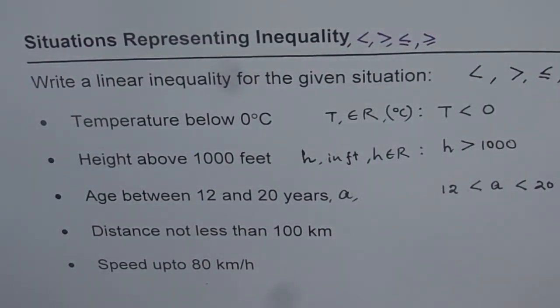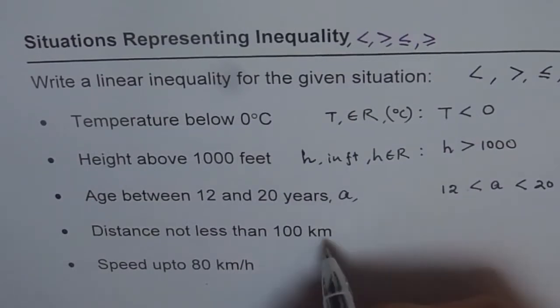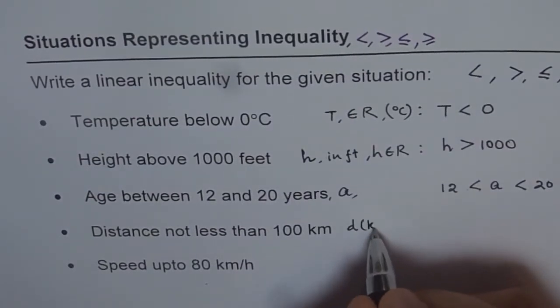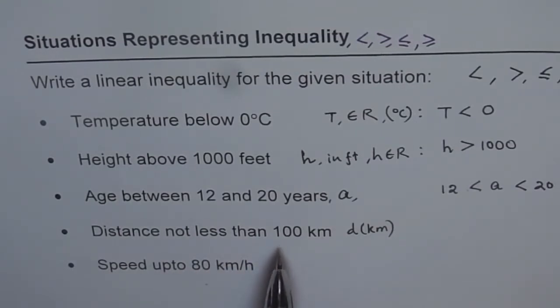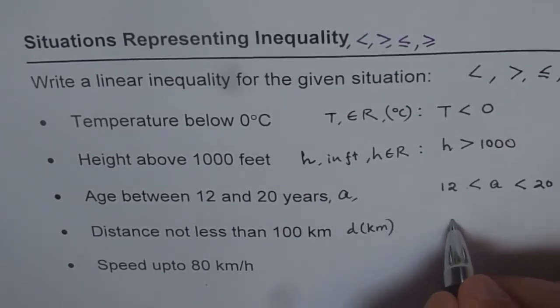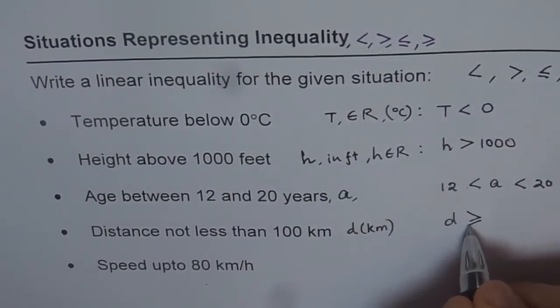The next one is distance not less than 100 kilometers, right? Let me define my variable again. Let's say distance d is in kilometers. Now if I don't say belongs to the set of, it means real numbers. Okay, distance not less than 100 kilometers. That means it is greater than or equal to 100, correct? Not less than, right? So it could be 100, it could be more than 100. So we say distance is greater than equal to 100.